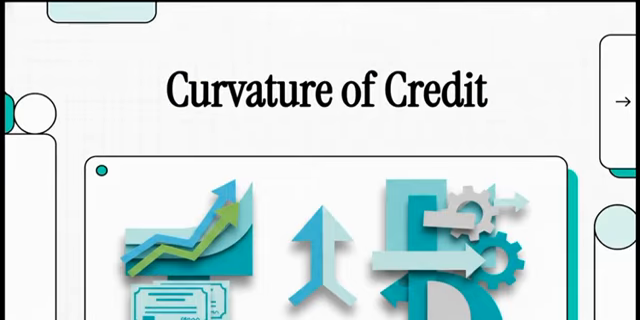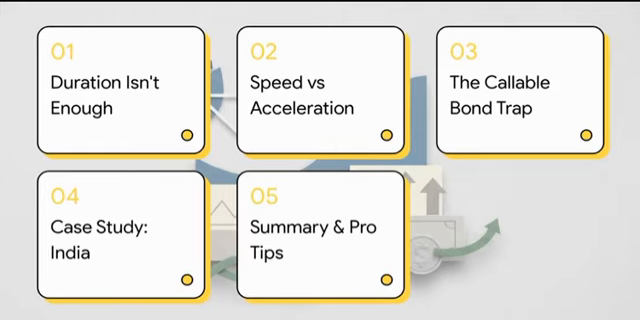Welcome to this explainer. Today, we're diving into the curvature of credit to totally demystify bond convexity for CFA candidates and investors alike. Look, if you've ever felt like fixed income math is just way too abstract, or if you're staring down your CFA Level 1 prep wondering how to intuitively grasp these concepts, well, you are in exactly the right place. We're going to take those dry formulas right off the page and drop them into actual market reality.